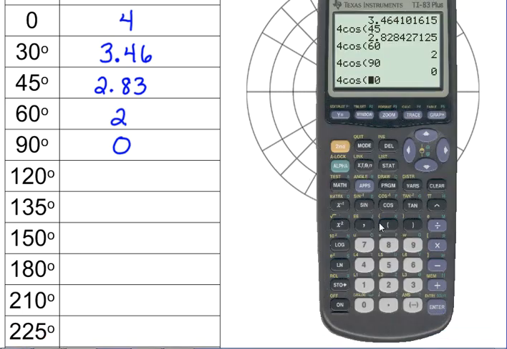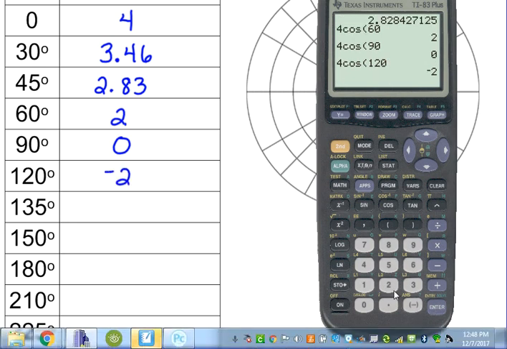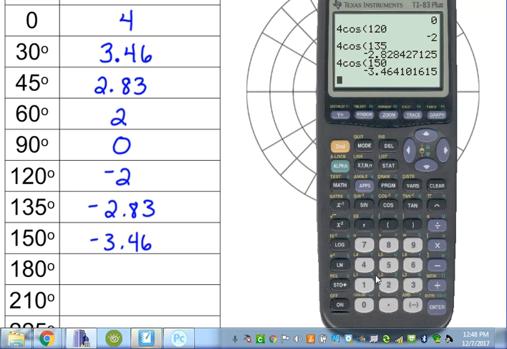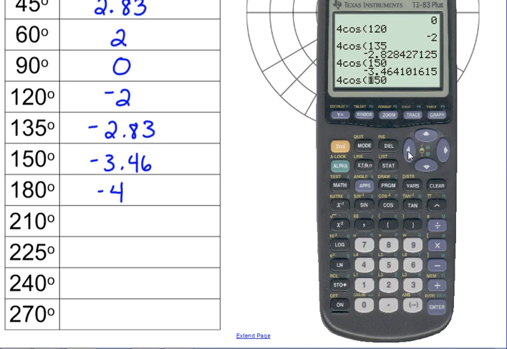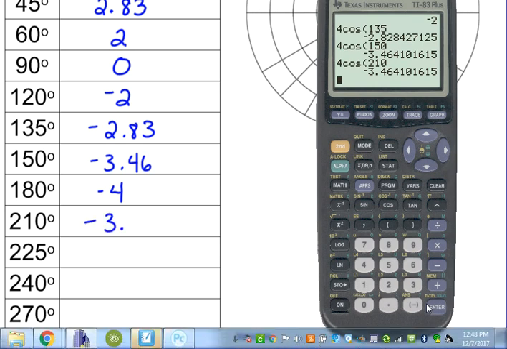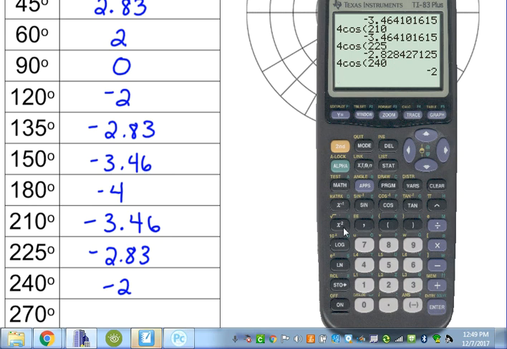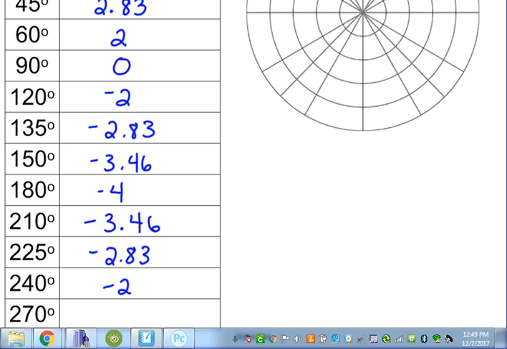Okay, 120 gives us -2. 135 gives us -2.83. We're getting some repeating going on, are we? 150 gives us -3.46. What's 180 going to give us? -4. 210. I think I extended the table a little bit beyond what y'all had originally before I copied it. So just add these to the bottom. 210 gives us -3.46. 225 is going to give us -2.83. 240 is going to give us -2. And 270 it's going to give us 0.